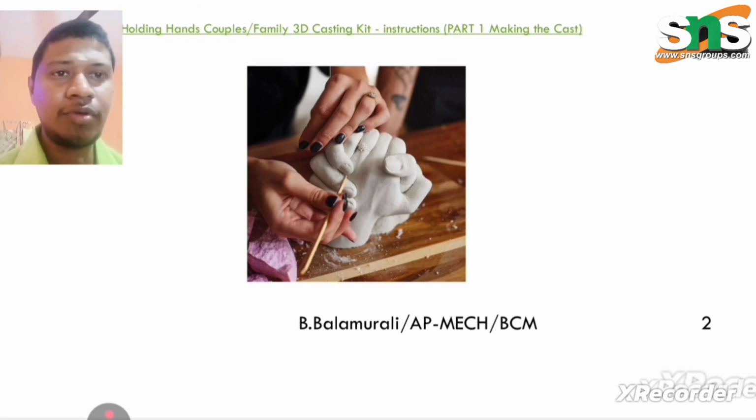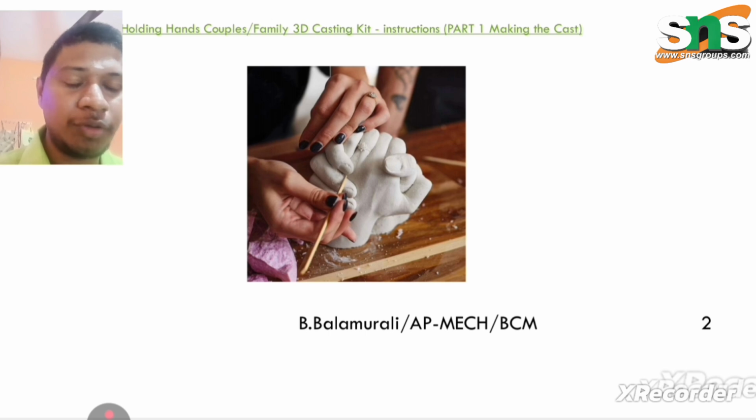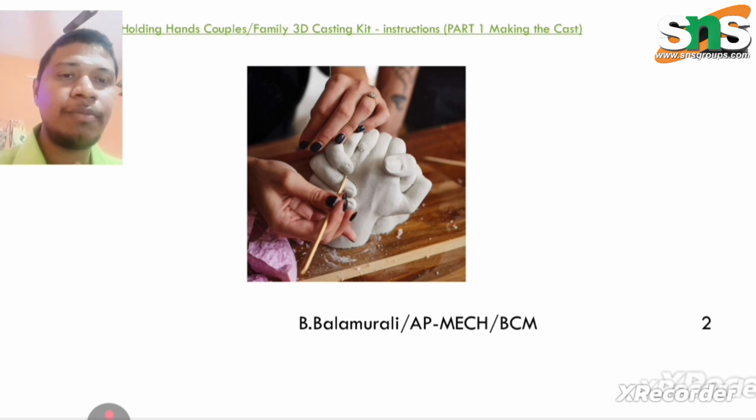From the image, you can guess how a hand mold is being prepared. You are all aware of the recent trends or reels. You can see that couples or family members hold their hands and put them in a bucket. After that they add some chemicals. After some time it becomes a rubber-like structure. Then they safely remove the hands, and they have their hand mold.